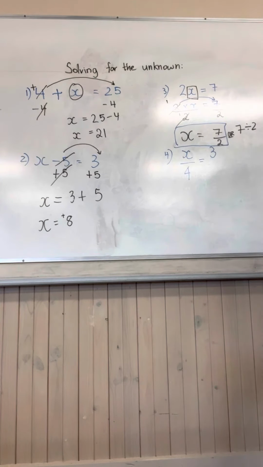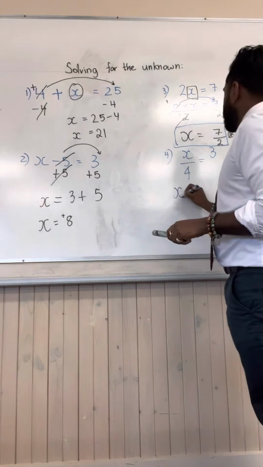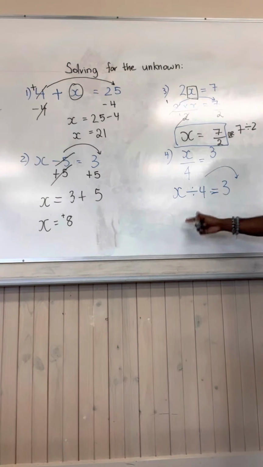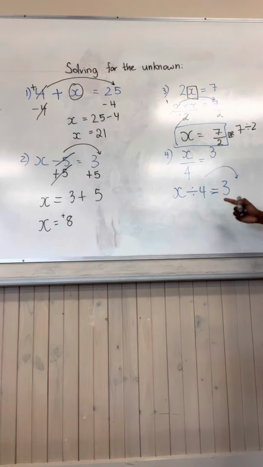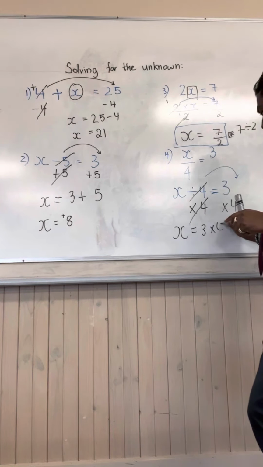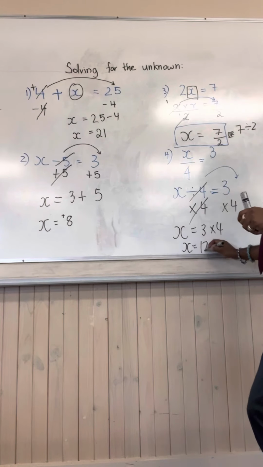7 over 2. Now you're going to have a look at question number 4. Question number 4 says x over 4 equals 3. Basically that means x divided by 4 equals 3. So how do you bring this to this side? You've got to do the opposite. What's the opposite of divide? It's going to be multiplication. So you're going to times on this side, times on this side as well. This cancels out, and now you're left with x is equal to 3 times 4. x is equal to 12.